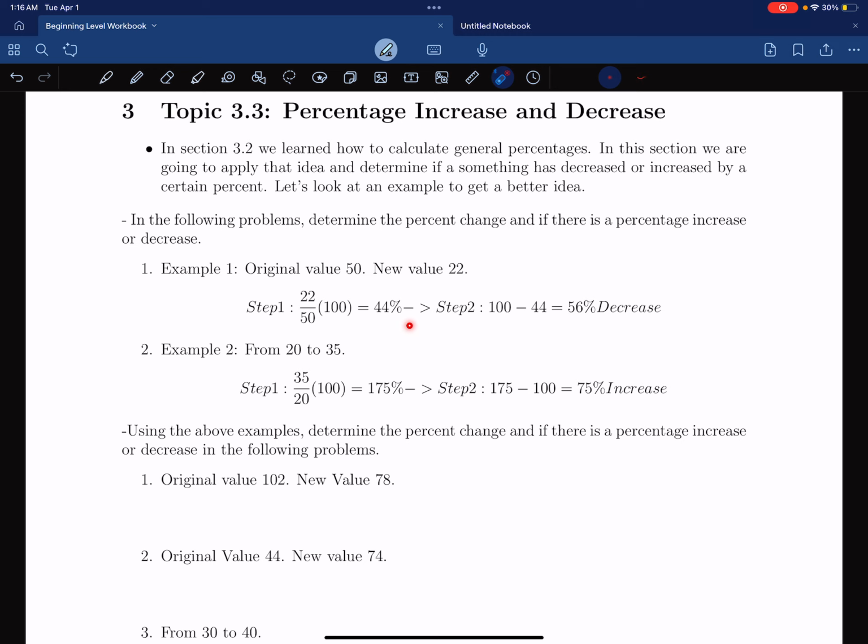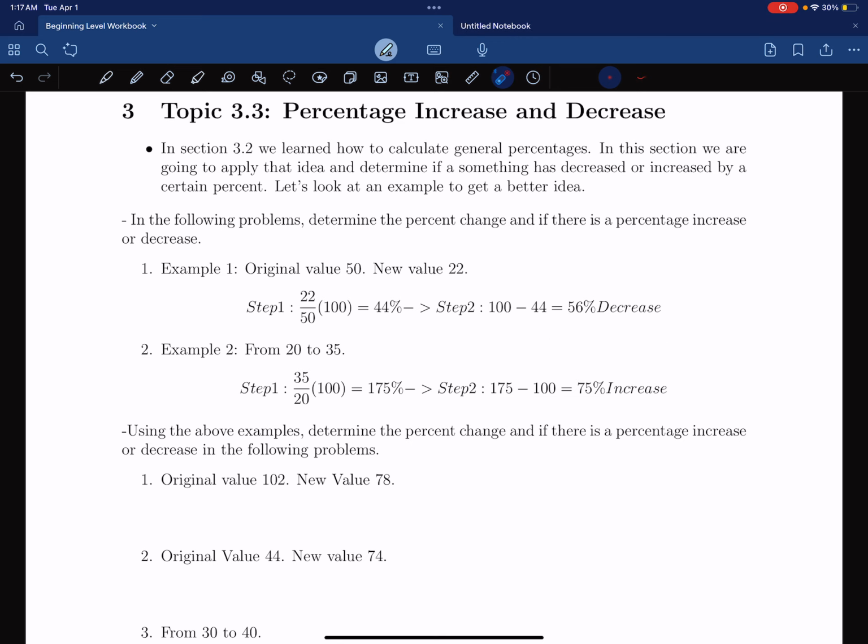Now from here, we have to think, if we're given the original value of 50 and a new value of 22, is 22 larger than 50 or is 22 less than 50? Since 22 is less than 50, we have a percentage decrease. To find out how much the percent has actually decreased by, we simply take the percentage we got here and subtract it from 100. That'll get you 56. So in this problem, we have a 56% decrease.